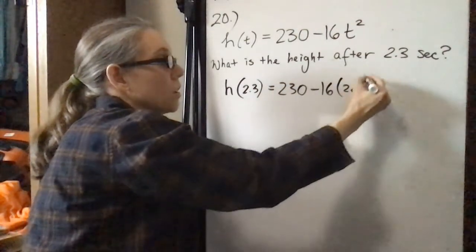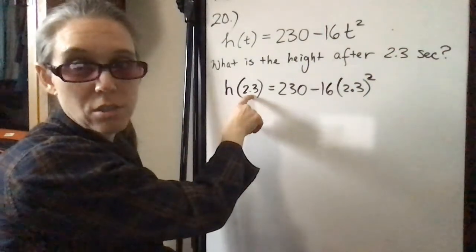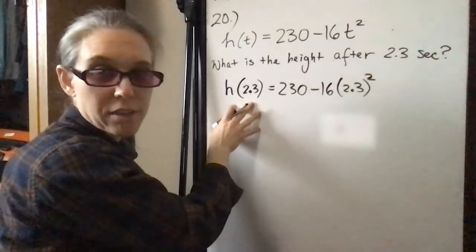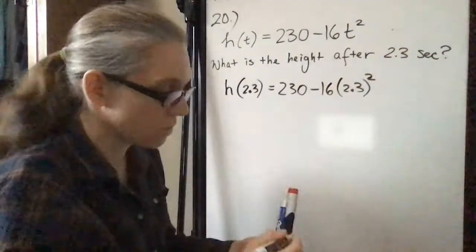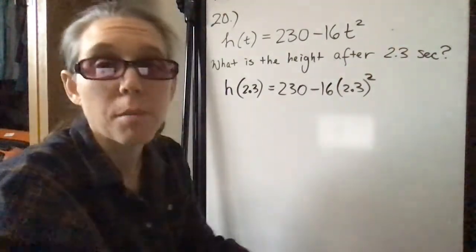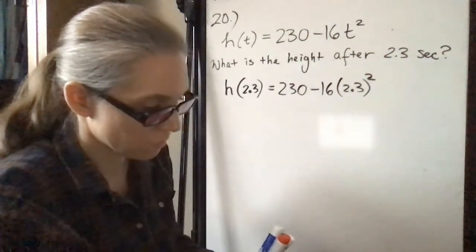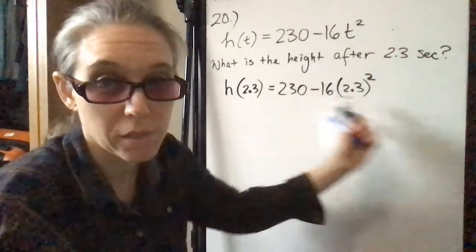So this is the work that you would show. You would show plugging in 2.3. You need to plug it in on the left-hand side for t and the right-hand side for t. You will have a different value for time. Well, you may have 2.3, I don't know. But whatever value you have, you just plug it in like that, and then you can use the calculator. You don't have to show me the work of simplifying it. You just have to show me plugging it in.